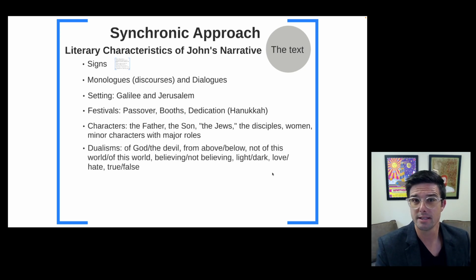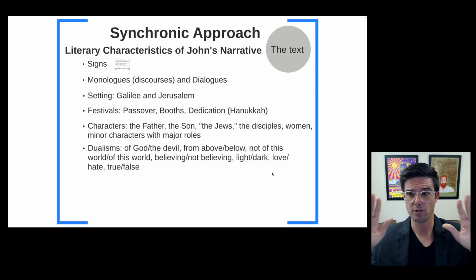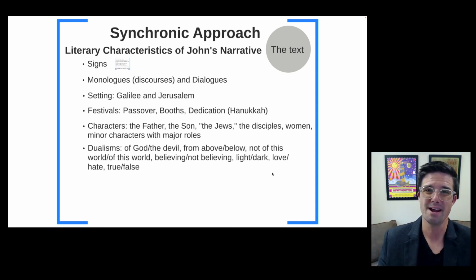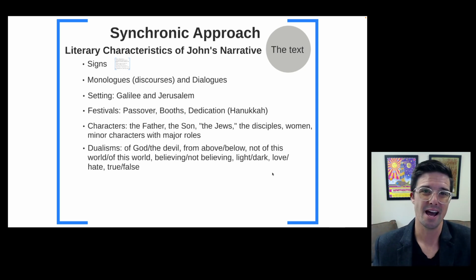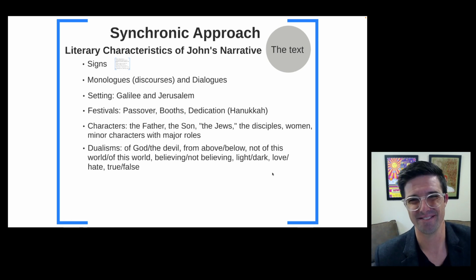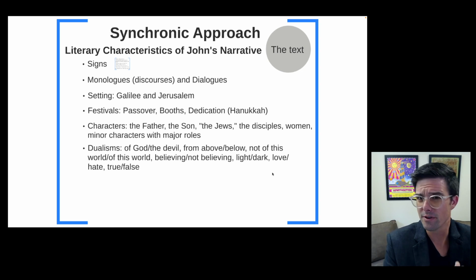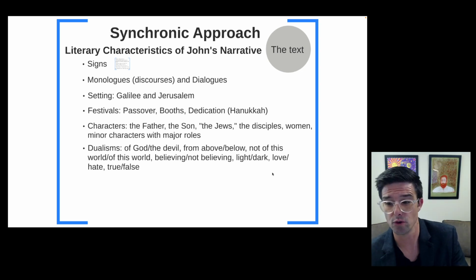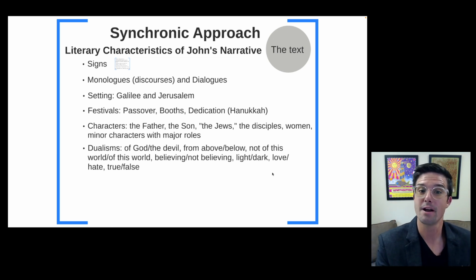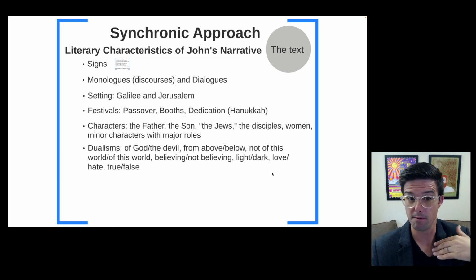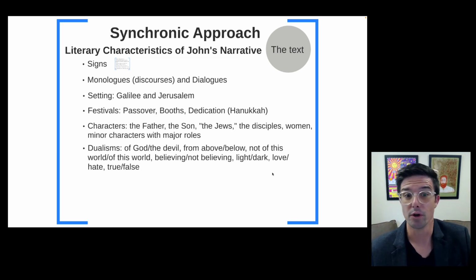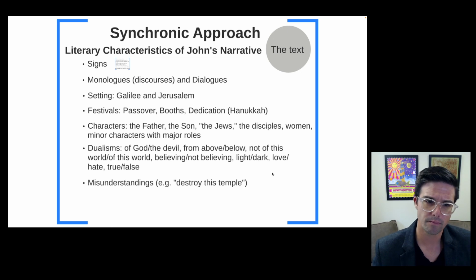John also has this duality to it, where there's sort of polar opposites. And of all these I've listed, you want to be on the left side of all of these dualisms, and all of the things on the left side are sort of related to one another in some way or another, and everything on the right side is also sort of related to one another. So we have of God or of the devil, from above or from below, not of this world or of this world, believing or not believing, light, dark, love and hate, true and false.